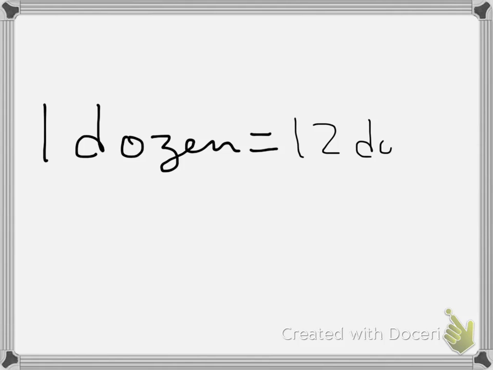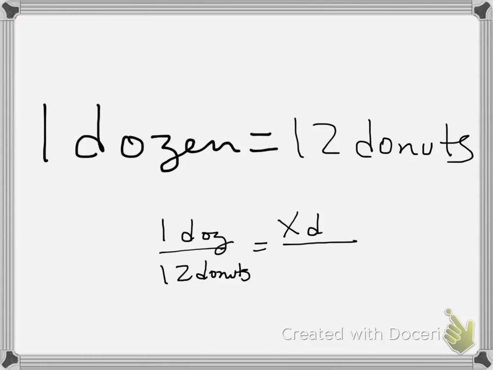because you know that 1 dozen is 12 donuts. And you know how to set up a proportion like this. But we want to try something new, and actually it's going to end up being a really good shortcut in chemistry.